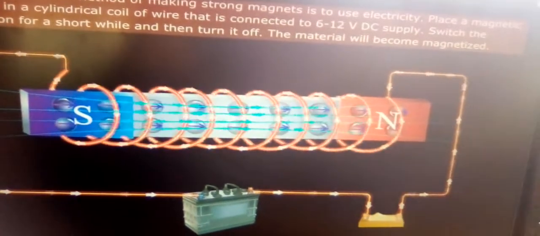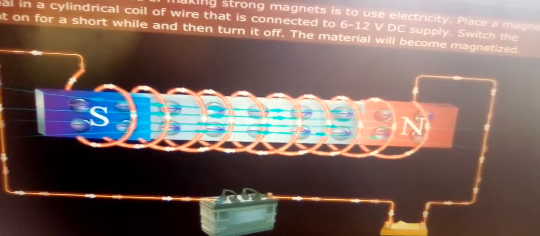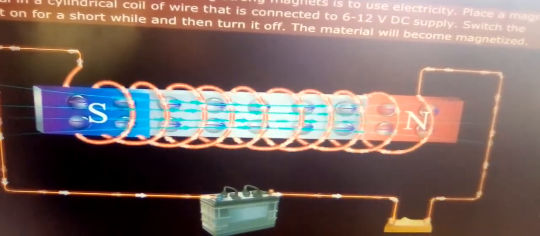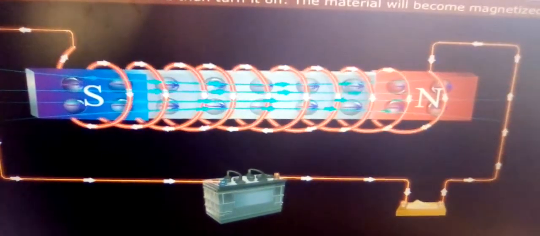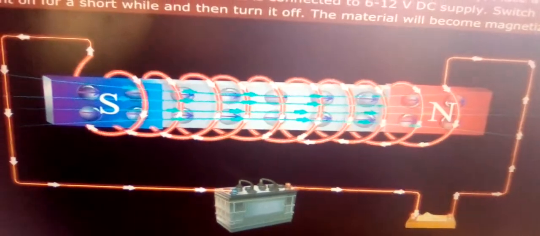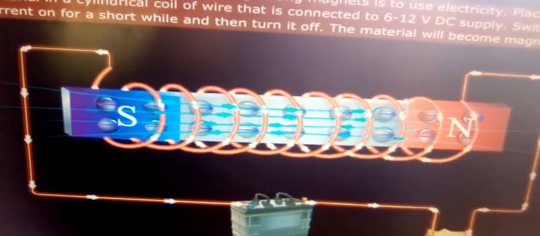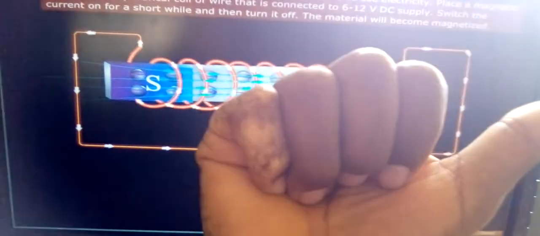when I grip my conductor and the current is flowing in a clockwise direction, then that end where current is flowing in clockwise direction becomes the south pole, and the other end where current is flowing in anti-clockwise direction becomes a north pole. Or you can try to use your right hand to grip this solenoid.